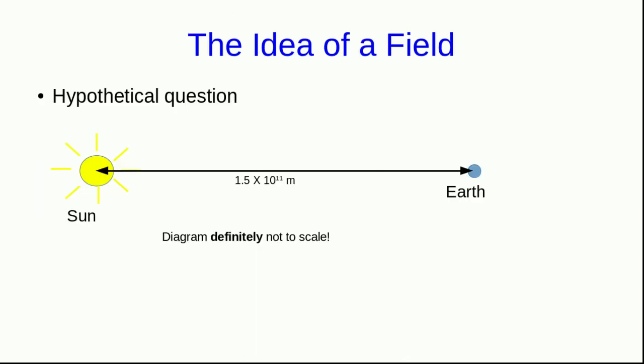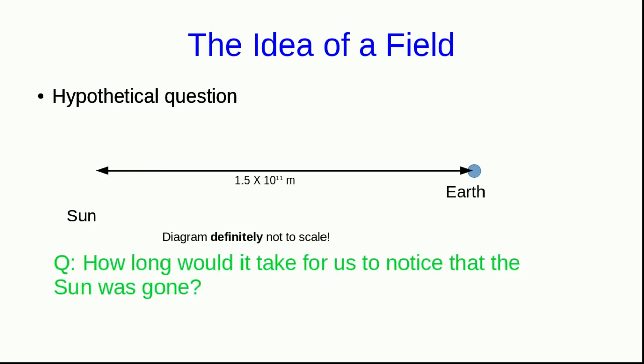To start thinking about the idea of a field, let's think about a hypothetical question, which you may have heard before. It concerns an experiment which I sincerely hope nobody ever carries out. Suppose that somehow we could just magically make the sun go poof and disappear. The question is, how long would it take for us to notice that the sun was gone?